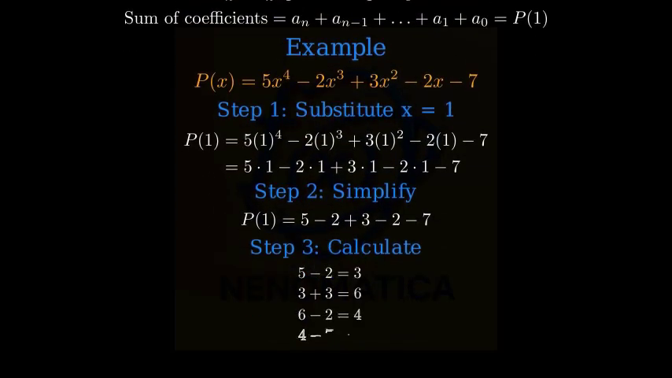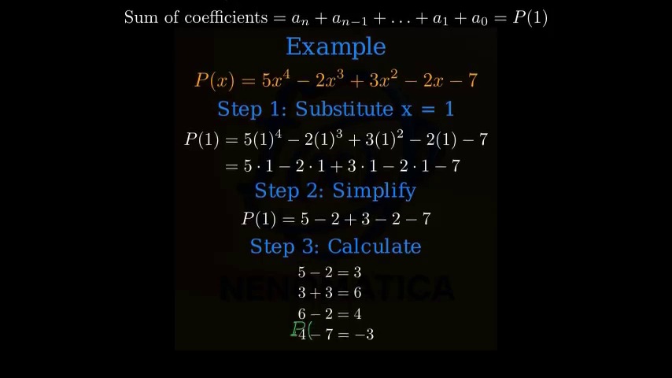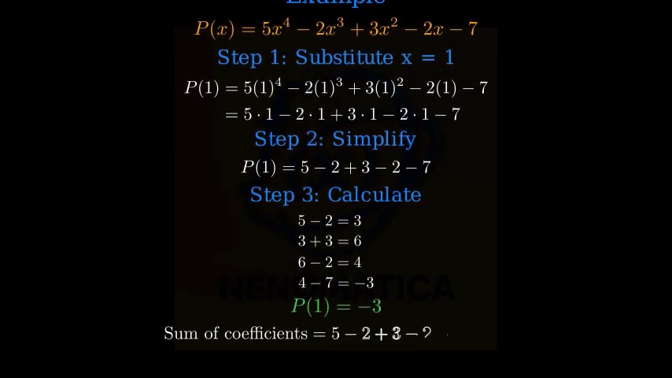We have 5 minus 2 equals 3. 3 plus 3 equals 6. 6 minus 2 equals 4. 4 minus 7 equals negative 3. Therefore, the sum of the coefficients in our polynomial p of x equals negative 3.